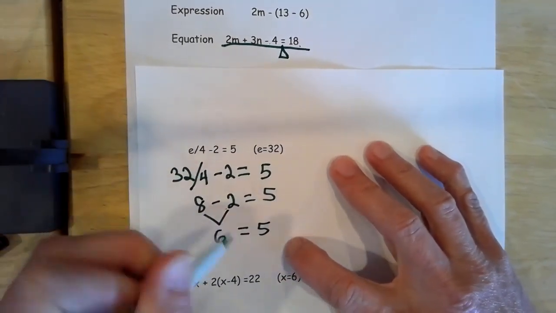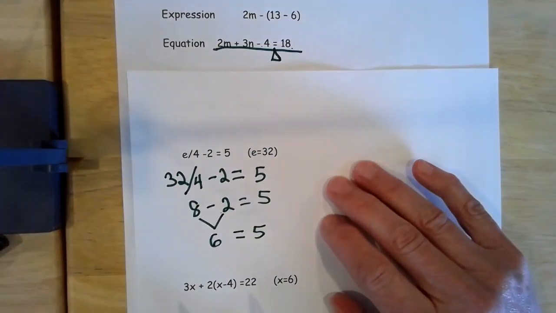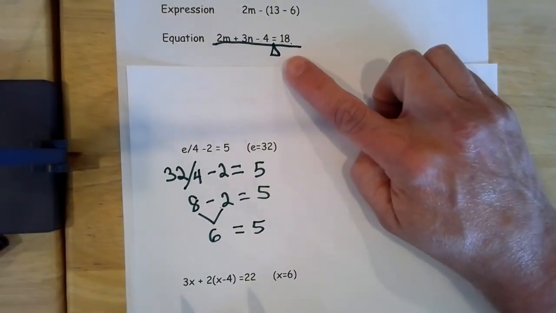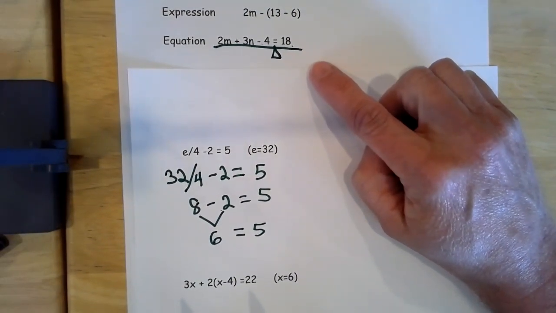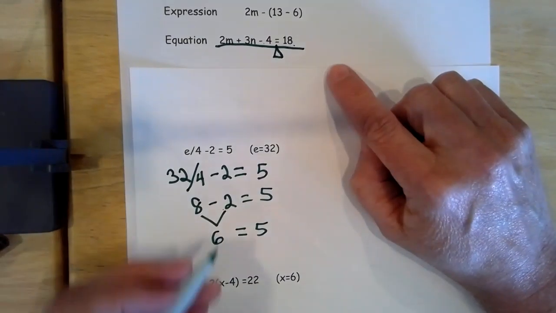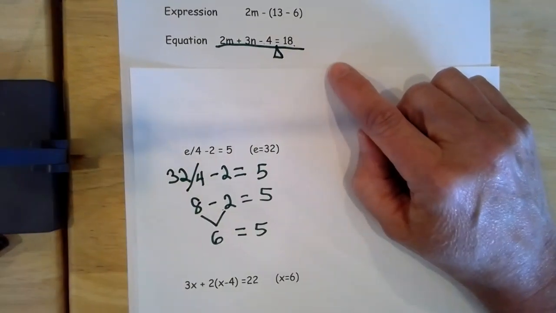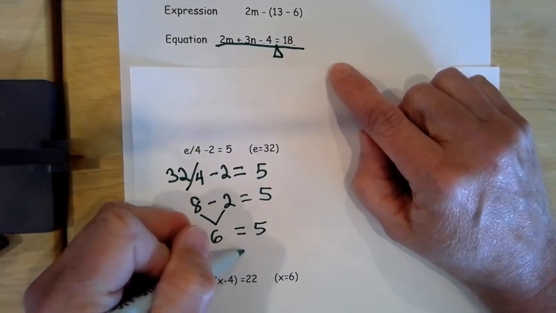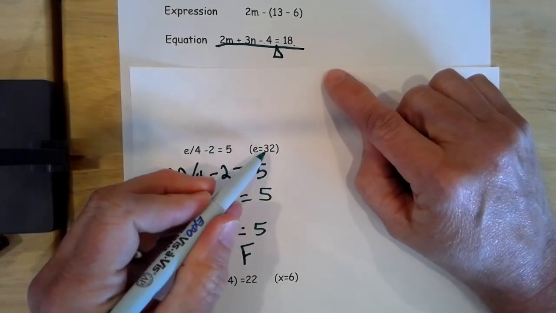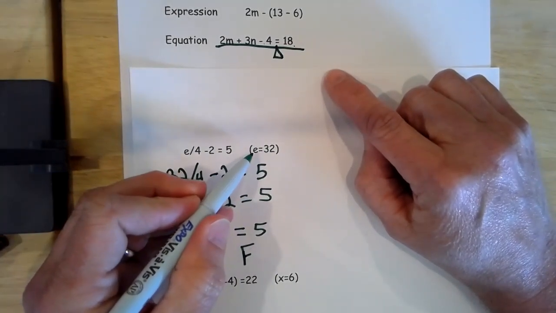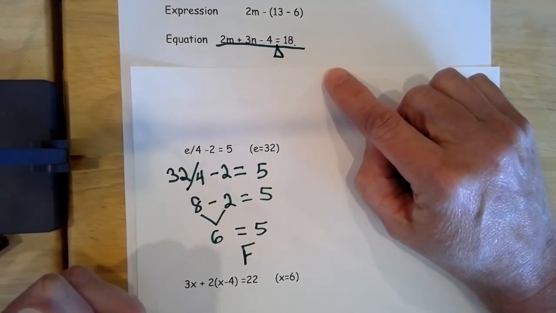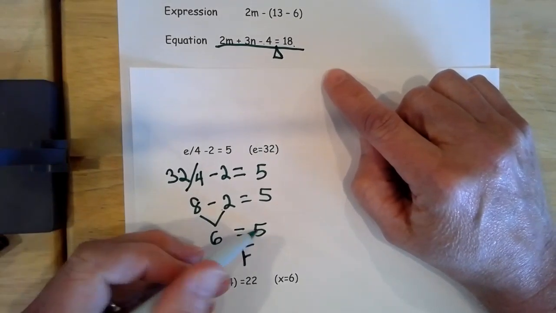So we can see that this equation, if we look at it as a pan balance, would not be balanced. Or if this was a seesaw, this side would be heavier than that side. So we would have to say that if I use the value 32 for the variable e, my equation is going to be false. It is not going to be equivalent.